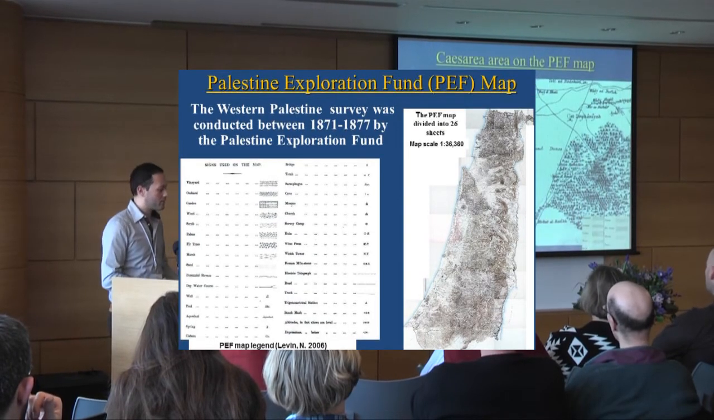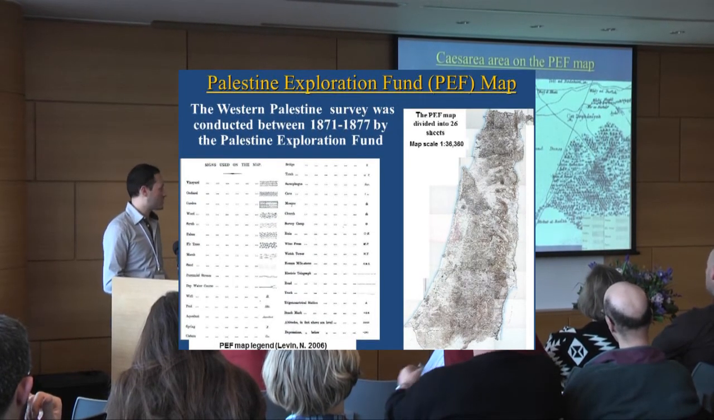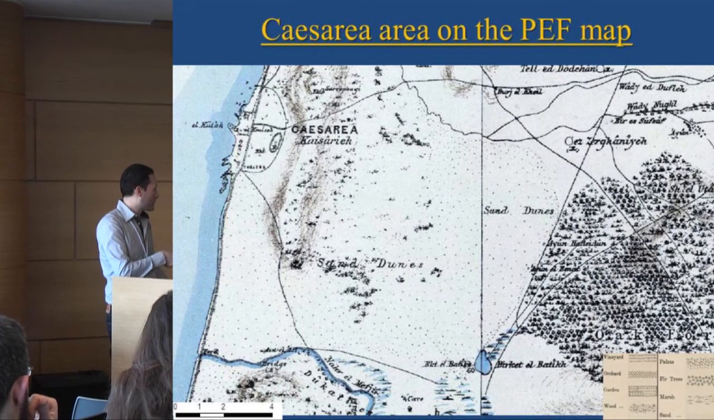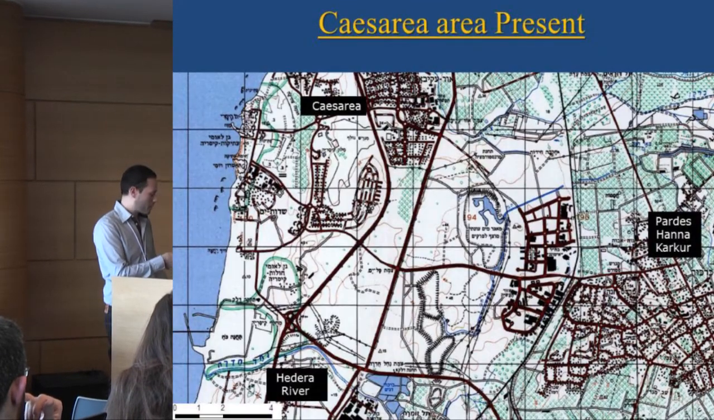Okay, so here we have, just to give you a taste of how things have changed, the PF map of the Caesarea area. The half circle is the walls of the old city of Caesarea. Here we have the river. We also have a wood, an oak forest. And we can see today how it looks.